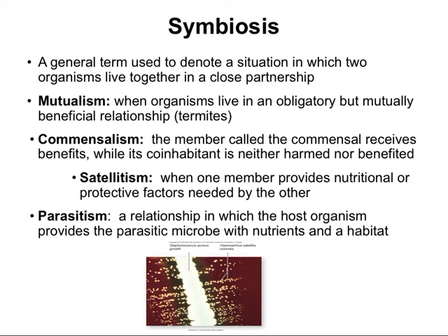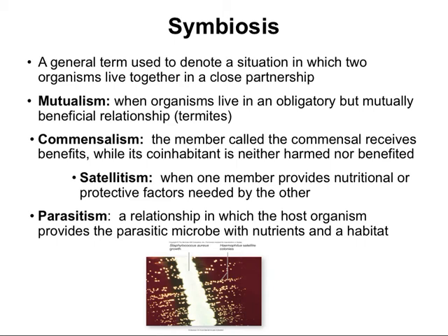Under the terms of symbiosis, we've got a situation in which two organisms live together in a close partnership. We could either have mutualism, commensalism, or parasitism. In mutualism, the organisms live in an obligatory but mutually beneficial relationship. Termites are a great example of this. They have a double layer of mutualism, where termites actually have a protozoan inside them. And inside that protozoan is a bacteria. And that bacteria is who actually digests the wood that the termite eats.